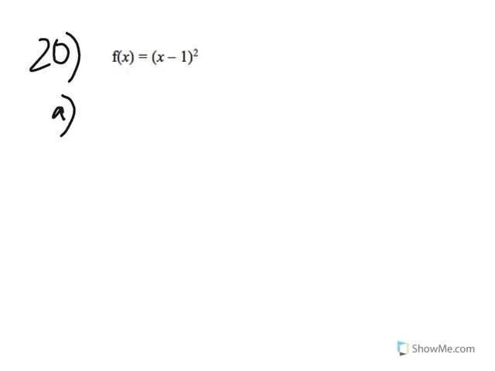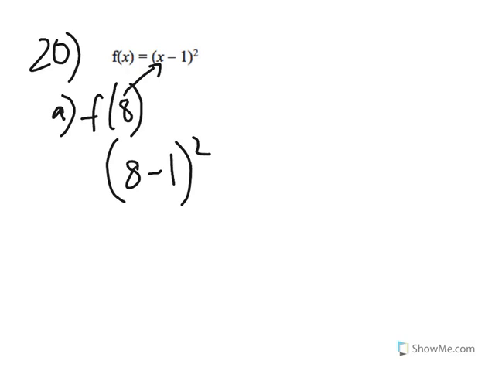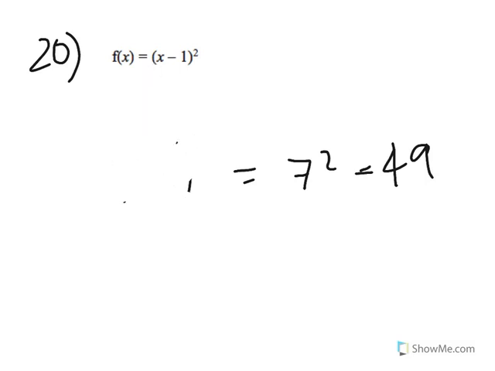So question 20 is about functions, and they've told you that f of x is equal to x minus 1 the whole squared. So first question, they're asking you to find f of 8. To find that, all you have to do is substitute 8 in terms of x. So all you have to do is 8 minus 1 squared, and you're going to get 7 squared, which is 49.